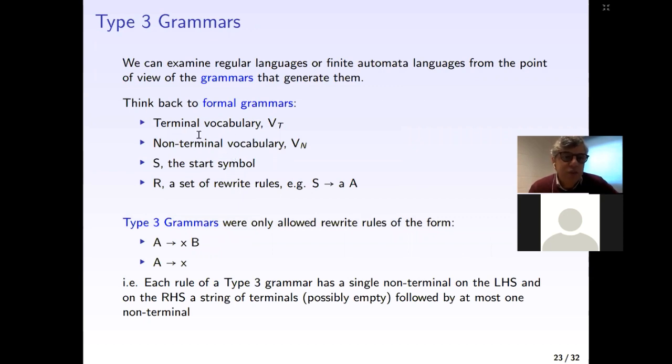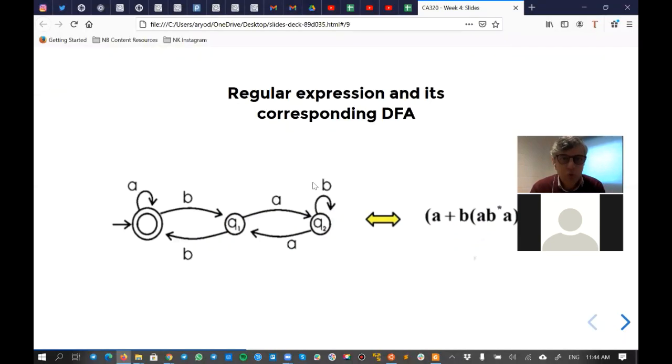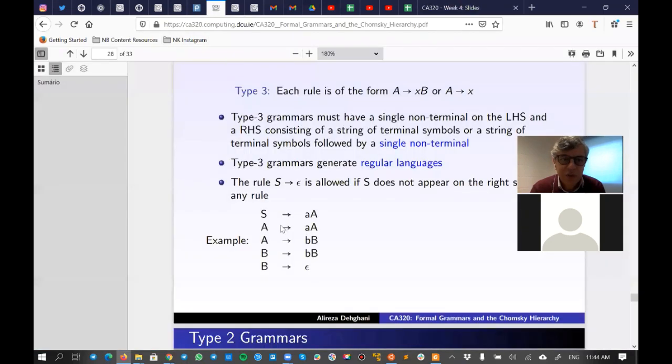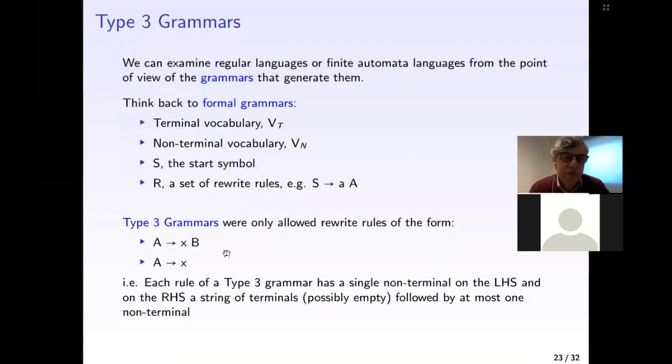And type 3 grammars. You remember in the grammars we discussed two weeks ago, we said if you want to generate a grammar, you need to have the terminal vocabulary, the non-terminal vocabulary, the start symbol, and also a set of rules which says: start from something, goes to where? It was here. We had non-terminal characters, terminal characters, an initial state, and rules. Okay, so that was a grammar.